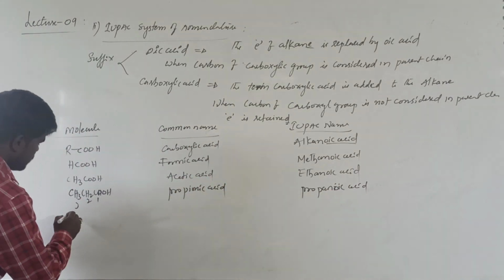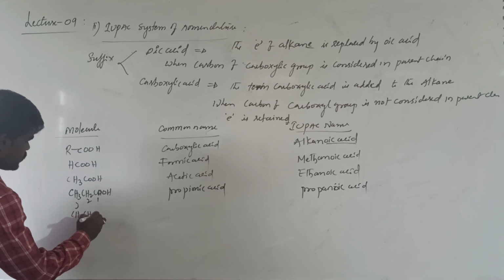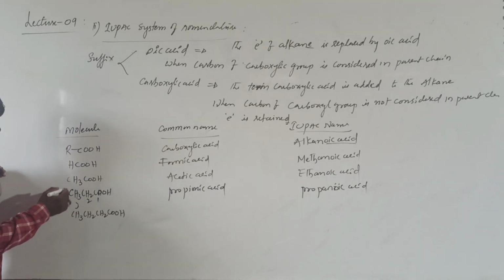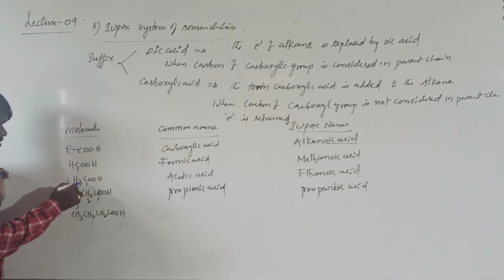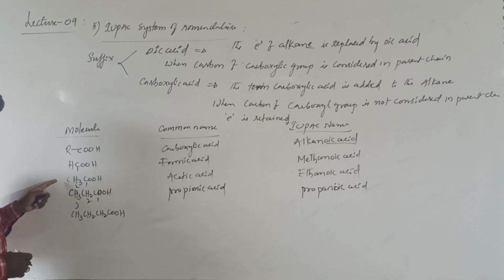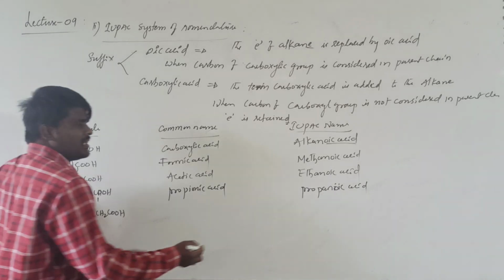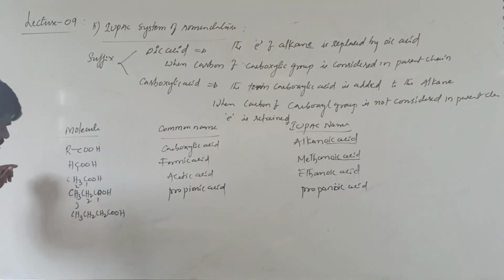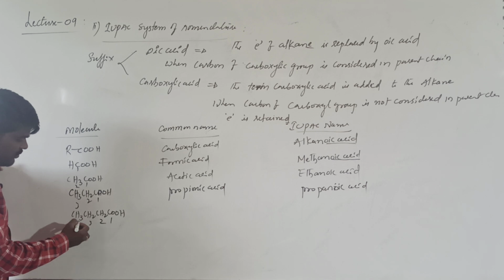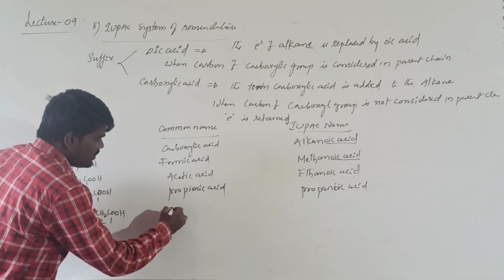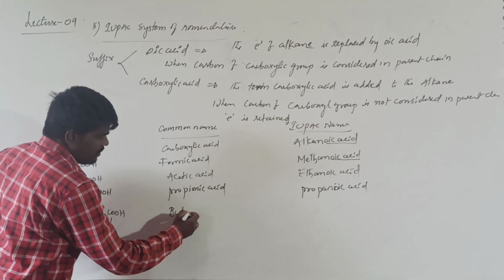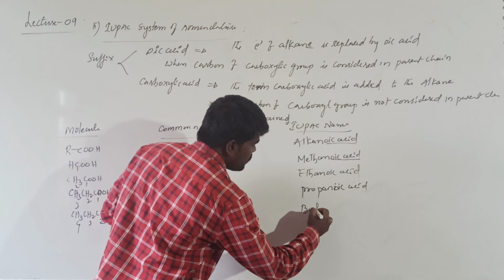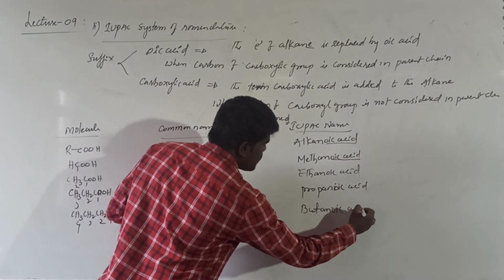Suppose 4 carbons are there, CH3, CH2, including, if you observe, in all of this we are considering this carbon. This is one carbon, this is 2 carbon. When you count the carbon of the carboxylic group in the parent chain, you have to name it as oic acid while replacing the E of the alkane, okay. Because of that we are going in this pattern. 1, 2, 3, 4. How many carbons are there? 4. So commonly it is called butyric acid, okay. And as per the IUPAC, we call it butanoic acid.